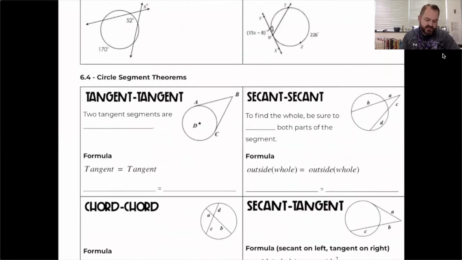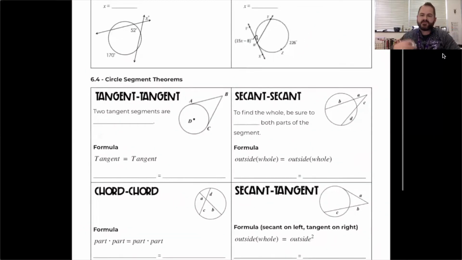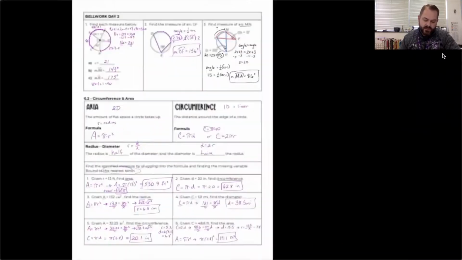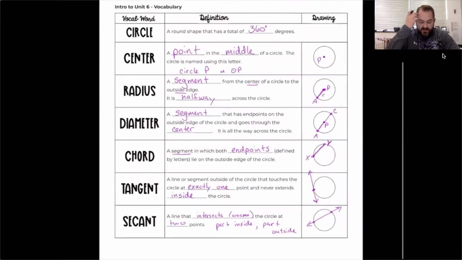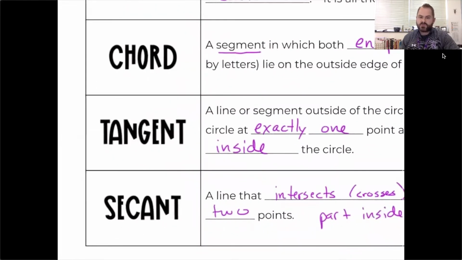All right, so as we look at lesson 6.4, there's a lot of different segments that intersect circles. And in fact, I'm going to take you back to the very beginning where we talked about these different segments. Obviously, we have center, radius, diameter, those things, but we're focusing on chords, tangents, and secants today. Chords, tangents, and secants are those words we're going to use.